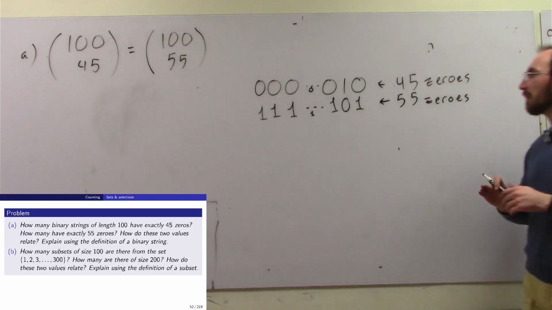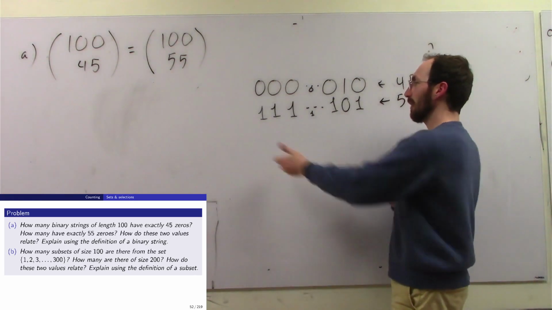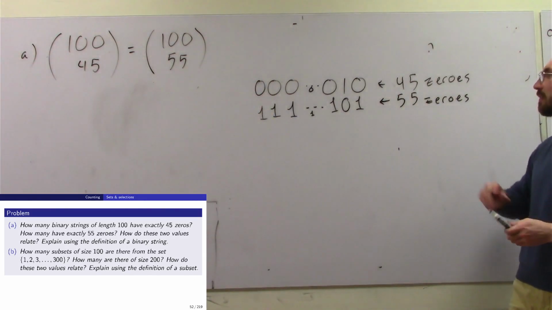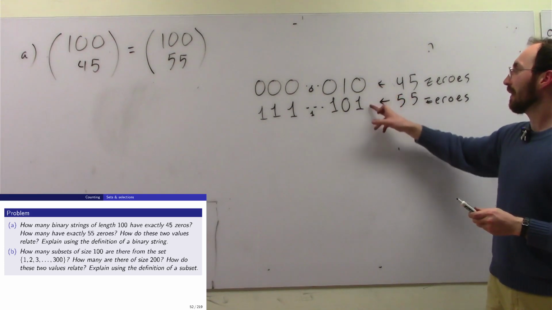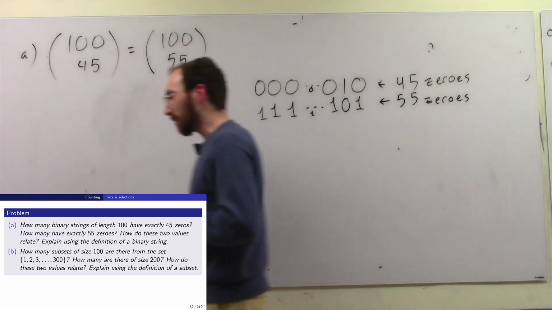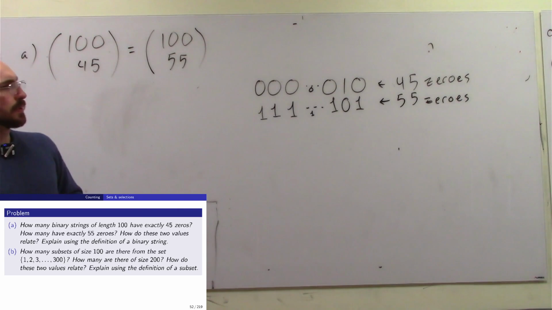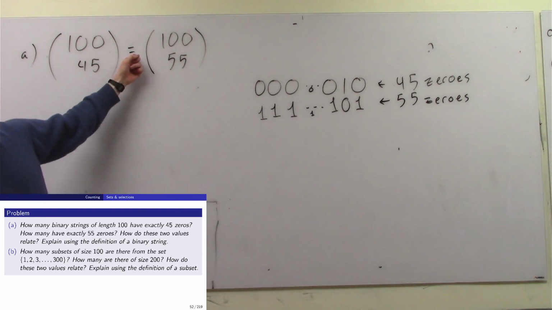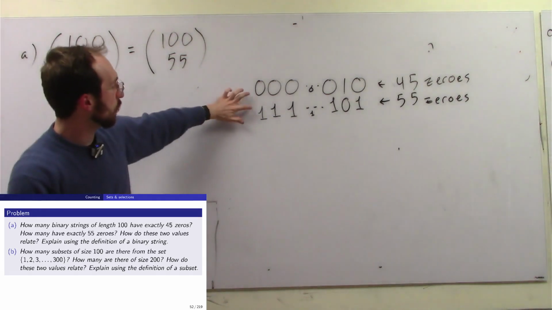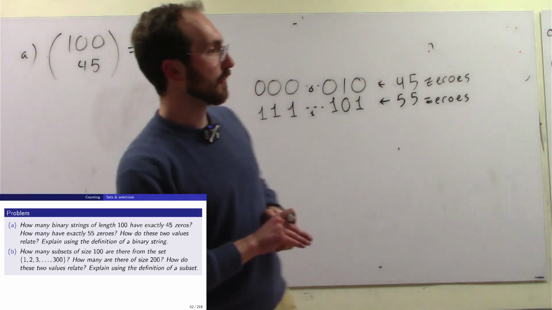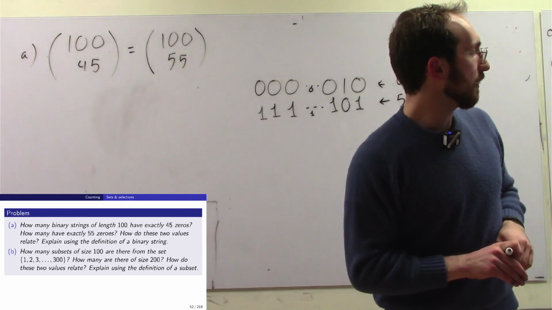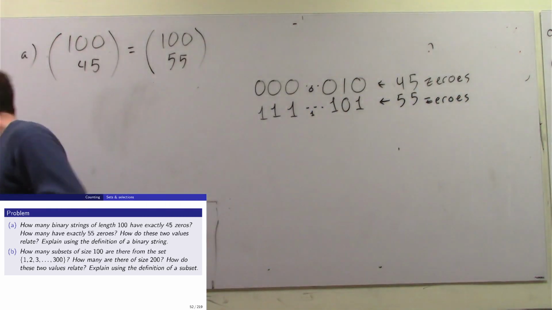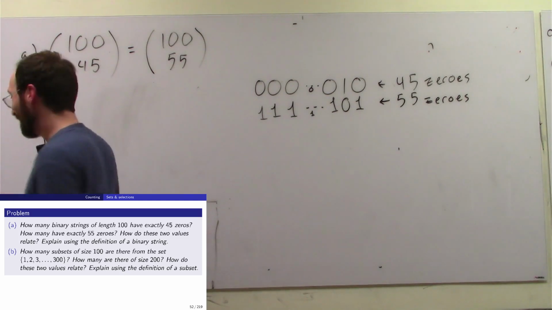So looking at it this way, we see there's a correspondence between these two types of strings, so it is plausible and in fact true that we have the same amount. So how do these two values relate? Explain using the definition. Okay, I just did that. Awesome.